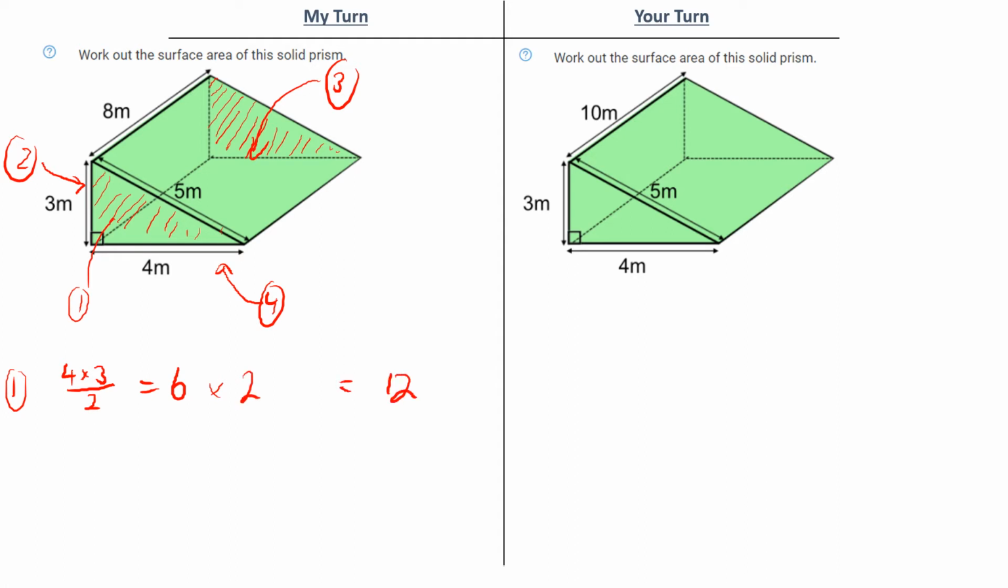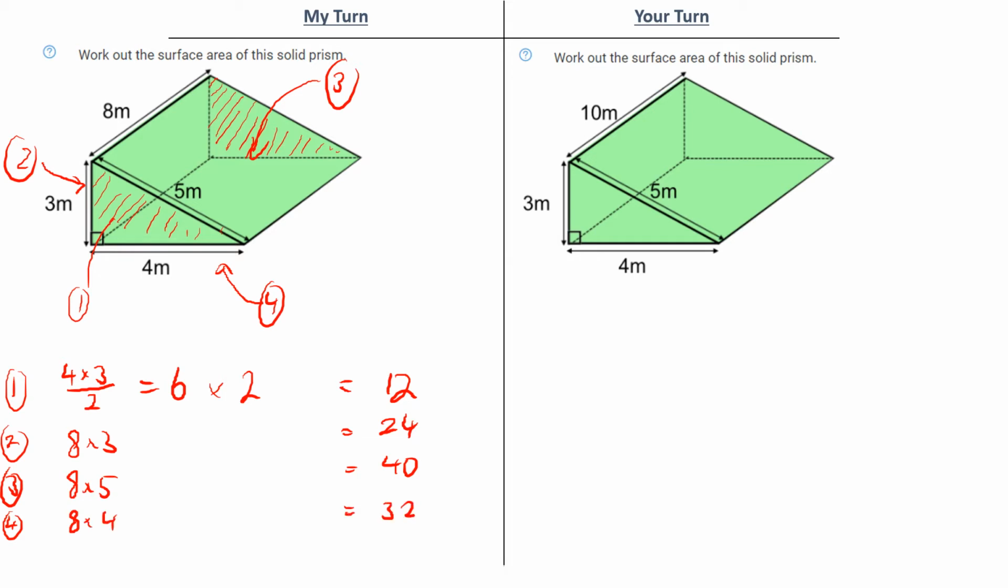Right, so let's go for the back. We've got a length of 8 times 3, and that gives me 24. Let's go for the top. Face 3, we've got a length of 8 again, times 5 this time. 8 times 5 will give me 40. Finally underneath, face 4, we've got 4 times 8. 8 times 4 gives me 32.